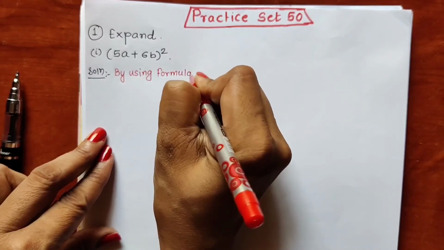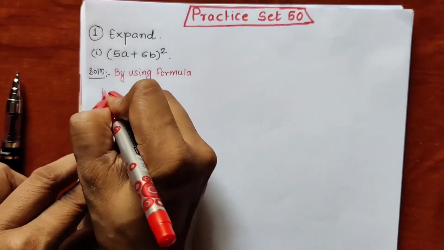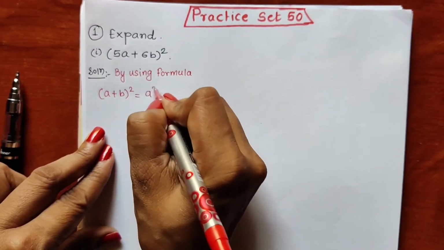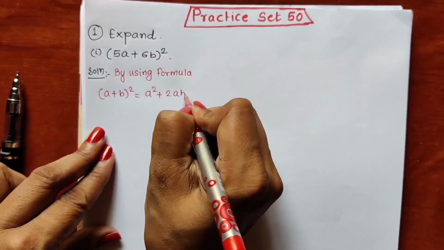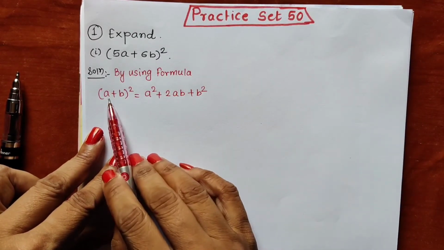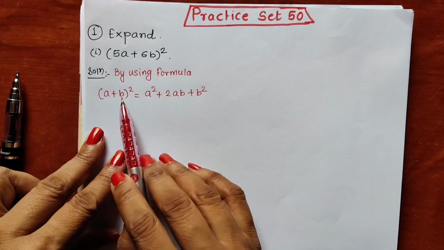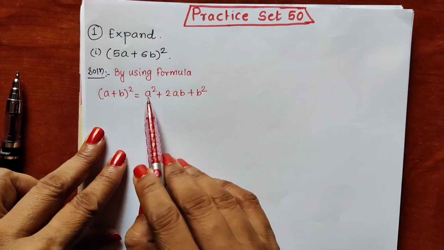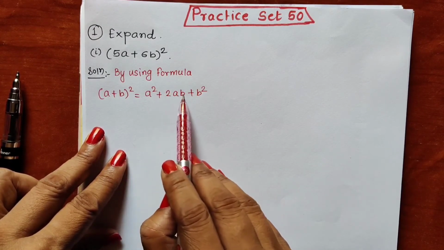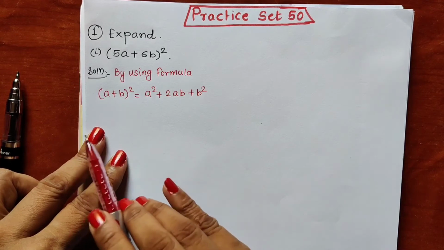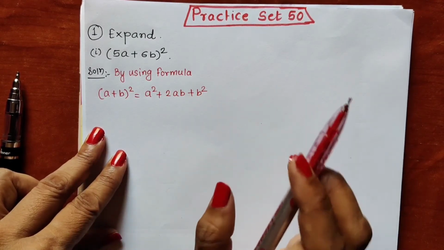Now which formula we have to use? As plus sign is there, we will be using (a plus b) whole square is equal to a square plus 2ab plus b square. In the formula, a is the first term, b is the second term. So the expansion is a square, means first term square, plus 2ab, means 2 into first term multiplied by second term, and plus second term square.